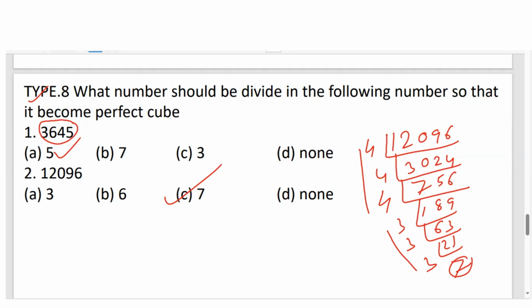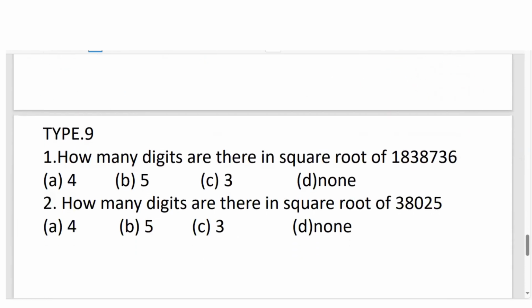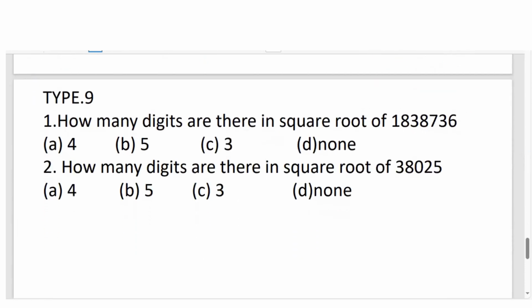Let us see the next question. So here the simple question is what? How many digits are there in the square root of this number? So this is a 7 digit number. The question is how many digits are there in the square root of it?